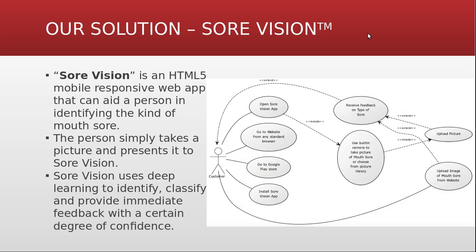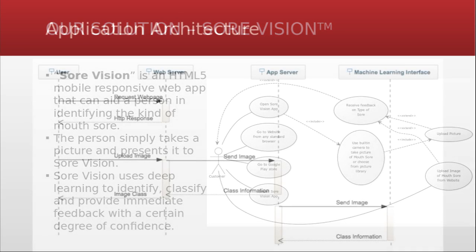We wanted to provide a solution for users to be able to find out what kind of mouth sore they currently have. So, Sorevision is an HTML5 mobile responsive web app that can aid a person in identifying the kind of mouth sore. The use case is pretty straightforward. The person simply takes a picture, presents it to Sorevision, and Sorevision uses a pre-trained deep learning model to identify, classify, and provide immediate feedback with a certain degree of confidence.